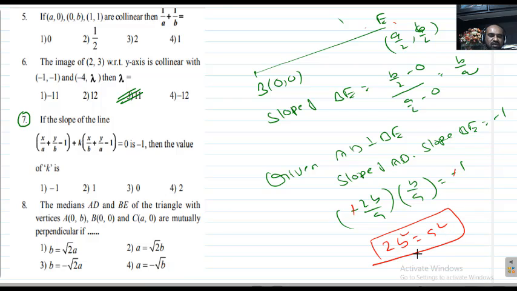So 2b square equals a square, what is the meaning of this? Yes, root 2 b equals a. If a and b are treated as positive, then you can say a equals root 2 b, so I can use option B. This is not a multiple-type question, no? So you have to assume that a and b are positive. You can write a, b are positive.